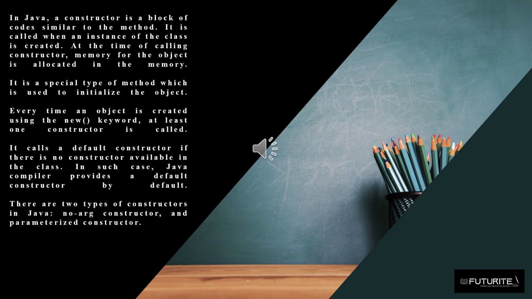In Java, a constructor is a block of code similar to a method. It is called when an instance of the class is created. At the time of calling the constructor, memory for the object is allocated, which means that as we declare and define a method, in the same way we do for the constructor also.